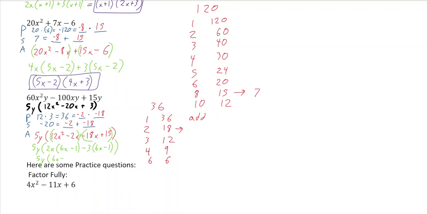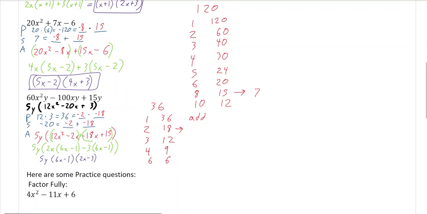So 5y bracket 6x minus, oh, here this is the last step. I'm going to do it in purple so it's staying the same. 5y bracket 6x minus 1, and then bracket 2x minus 3. Actually, I'm going to put an extra space there so we have a little more room to work with, but this is our final answer.